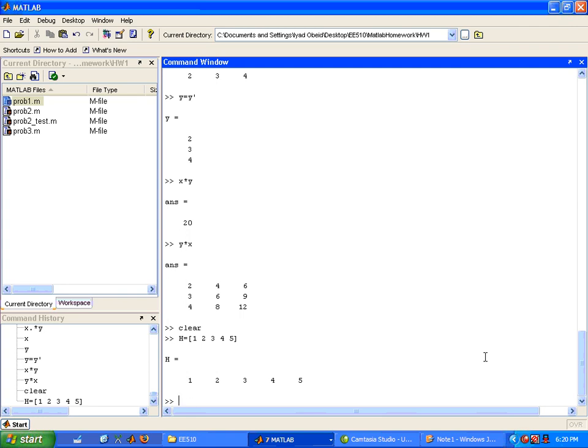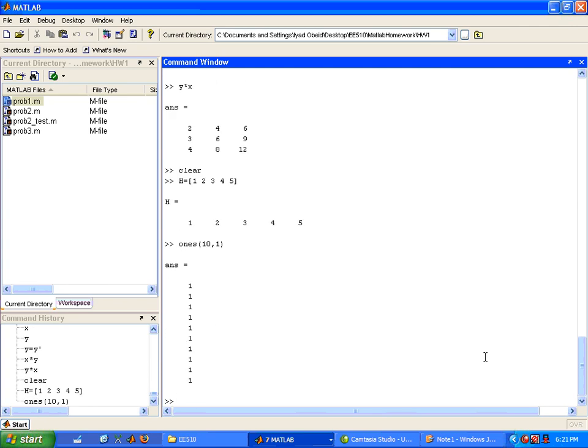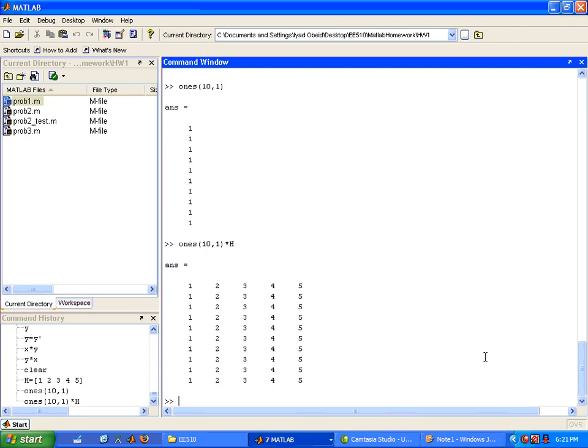Yeah, but in the example of the homework, H would be... No, in that case, H is fixed, meaning the vector is fixed, but the transformation matrix has to be created dynamically. Watch this. There's a built-in MATLAB function called ones. So let's say I want 10 rows and 1 column of ones. Now I take that and I multiply by my original value of H.